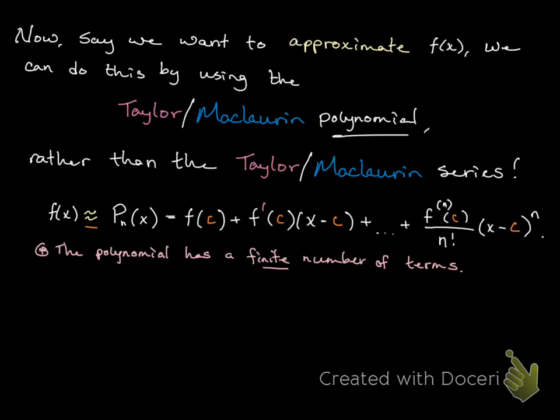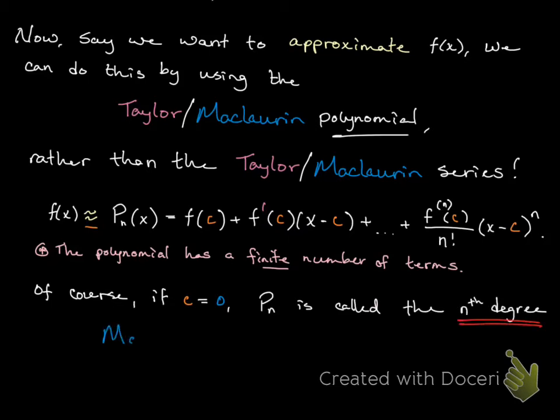So I'll do an example here, but what I want to say, of course, if the center is 0, P sub n is called the nth degree Maclaurin polynomial, right? So it's just a specific case when the center is 0. That nth degree is basically what's going to determine how many pieces, parts we have, the degree of the polynomial. So I want to do an example here.